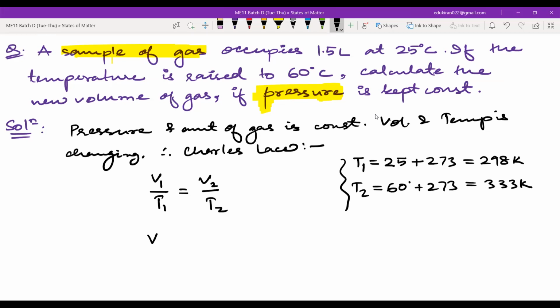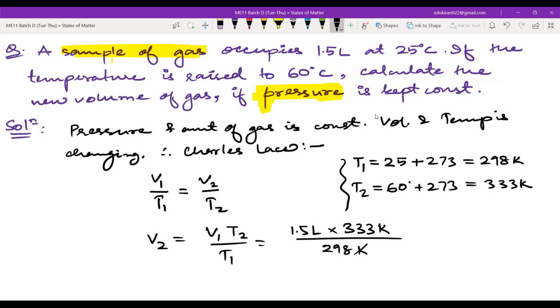So V2 we have to find. V2 will be equal to V1 into T2 upon T1. Volume 1 is given as 1.5 liters, into T2, which is 333 Kelvin, and T1 is 298 Kelvin. Kelvin and Kelvin cancel out, and you will get the answer approximately equal to 1.68 liters. Okay, 1.68 liters.